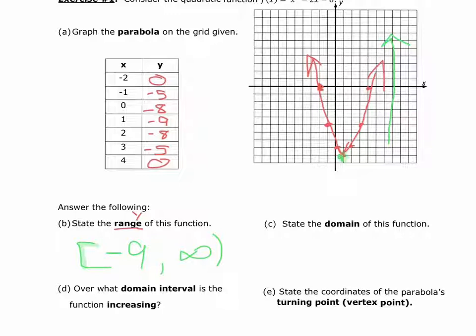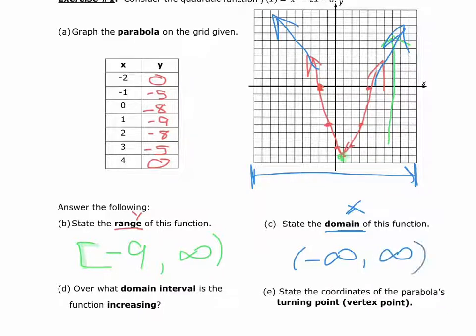Then we're going to look at our domain. I'm going to show this with blue. Our domain is our x value. So that is where we read our graph left to right. You don't have to draw that arrow on your notes. That's just there to help you. So my arrows keep going and going forever and ever. Same thing here on both sides. So since it keeps going forever to the left and keeps on going forever to the right, it's from negative infinity to infinity.